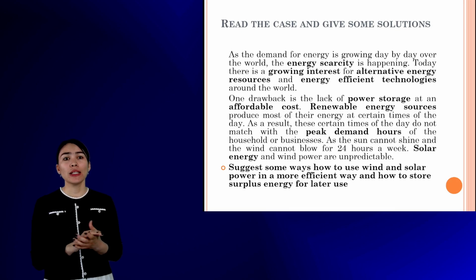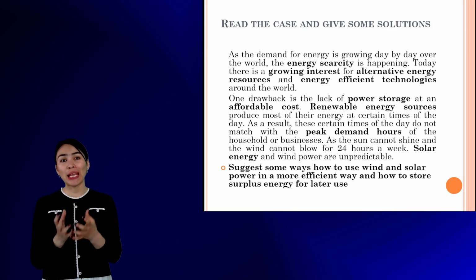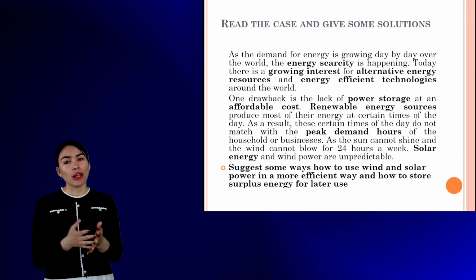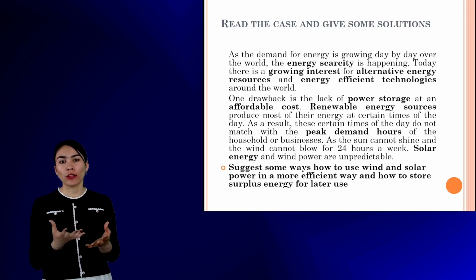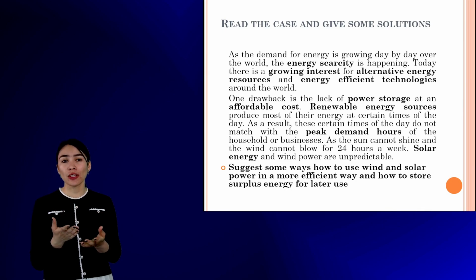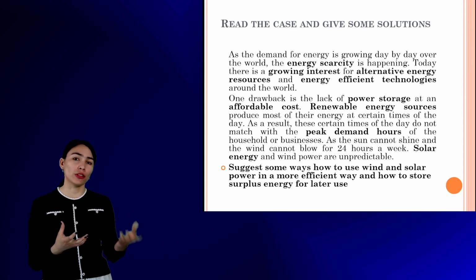As a result, these certain times of the day do not match with the peak demand hours of the household or businesses. As the sun cannot shine and the wind cannot blow for 24 hours a day, solar energy and wind power are unpredictable. So you have to suggest some ways to use wind and solar power in a more efficient way, and to store surplus energy for later use.